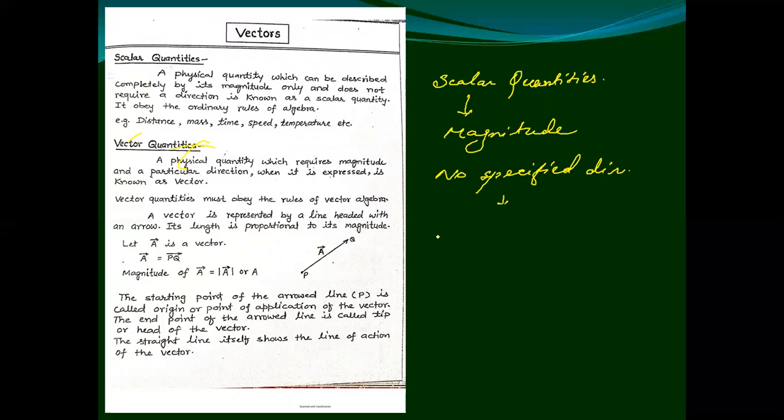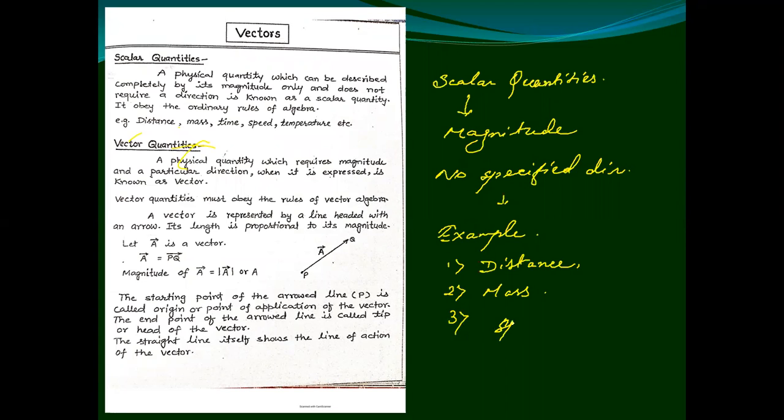So what will be the examples? Let us check out examples. The first example is distance. Distance is a scalar quantity. What about the mass? Mass is the total content of matter. It is also a scalar quantity. It doesn't have any direction. Third, let me take speed. This is a scalar quantity.